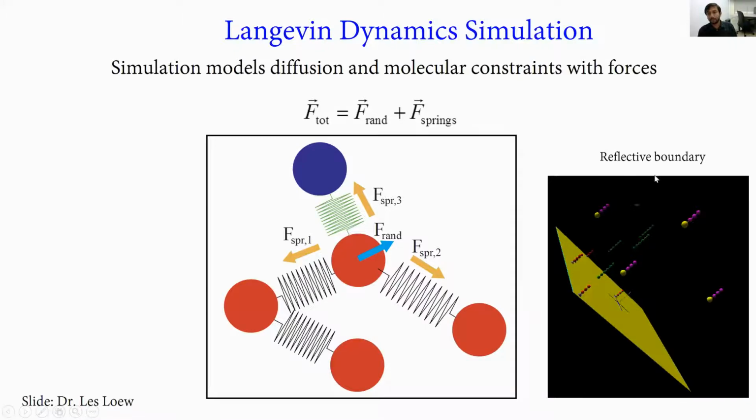So one thing is all the boundaries are reflective boundaries. So we have a cubic box here. The molecules can collide into the boundary and it would bounce back because there is a reflective boundary condition present there.